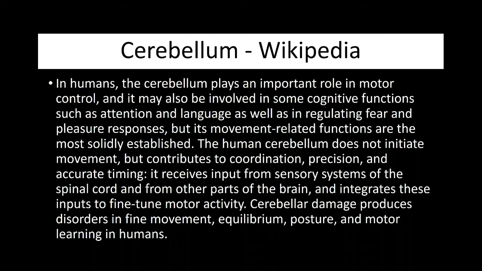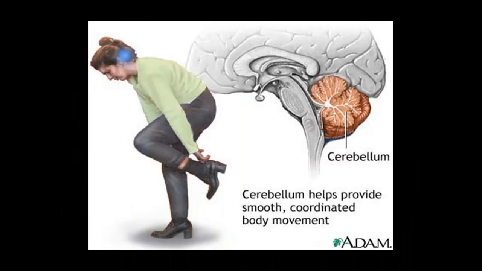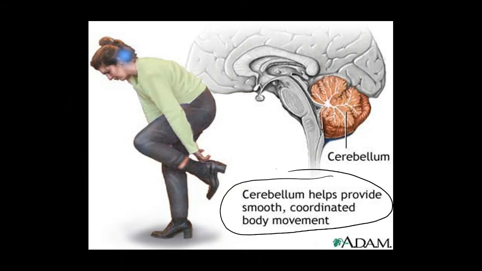It receives input from sensory systems of the spinal cord and from other parts of the brain and integrates these inputs to fine-tune motor activity. Cerebellar damage produces disorders in fine movement, equilibrium, posture, motor learning in humans, also learning, cognition, and language, and emotions, and different things like that as well. So it's pretty well accepted that cerebellum helps provide smooth, coordinated body movements.